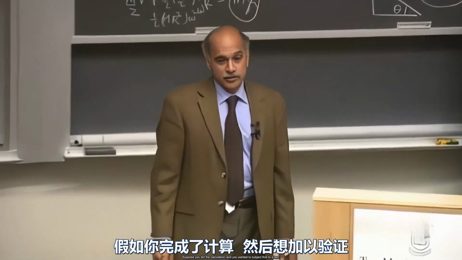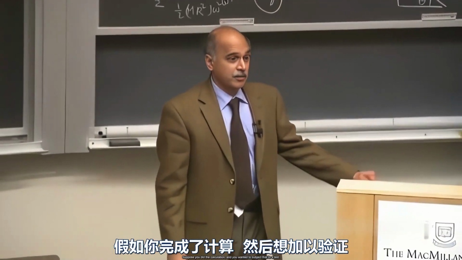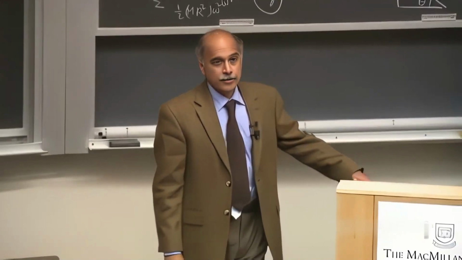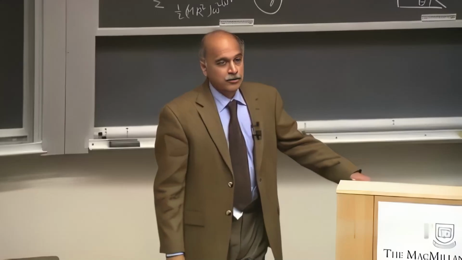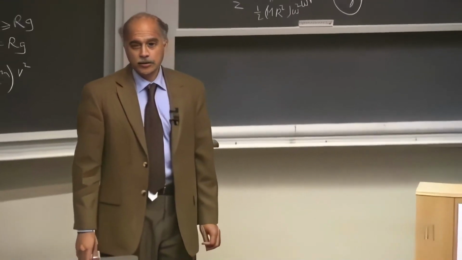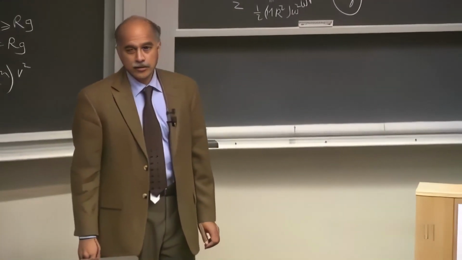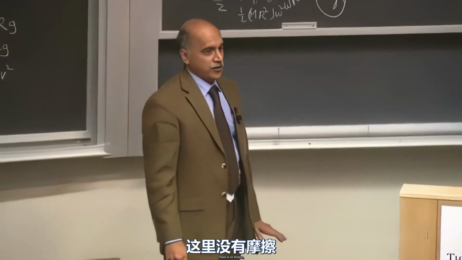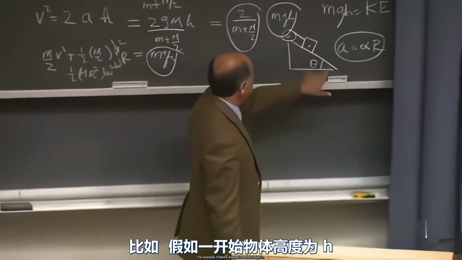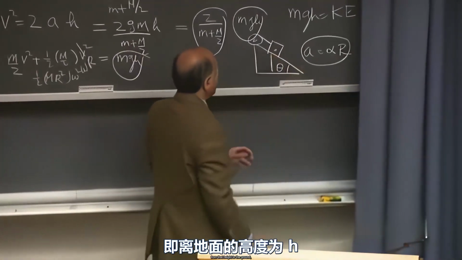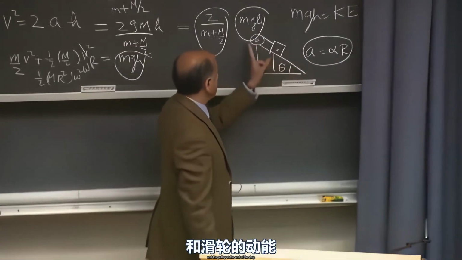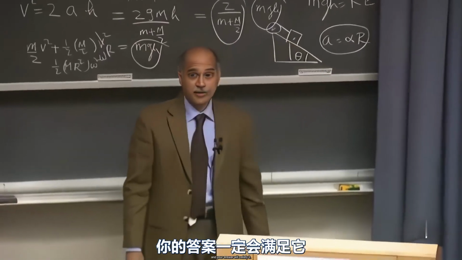Suppose you did the calculation and you wanted to subject that to a test. What can you do? Yep. Well, you can still use the conservation of energy result you got, so you have to consider the work done by friction. There is no friction. So what he's saying is you can use the law of conservation of energy. For example, if this dropped a certain height h to the ground, your answer should satisfy the condition that mgh was equal to the kinetic energy of the mass and the pulley at the end of the day, and your answer will satisfy it.